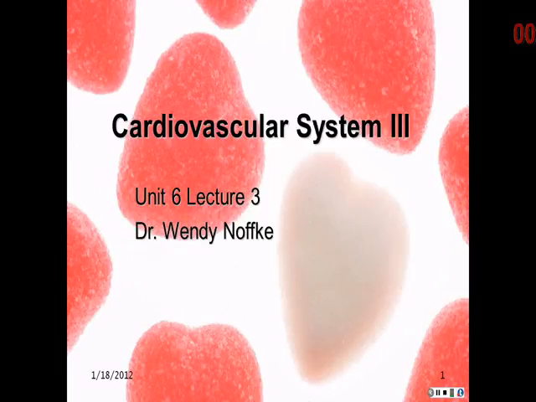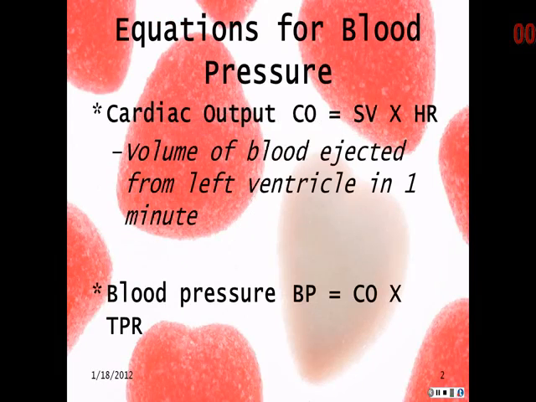In this section, we will begin looking at the components of blood pressure. The cardiac output is the volume of blood that is ejected from the left ventricle in 1 minute. This is represented by the equation CO equals SV times HR, where CO is the cardiac output, SV is the stroke volume, or the amount of blood that exits the left ventricle in one contraction. HR is heart rate, or the number of times the heart contracts in 1 minute.